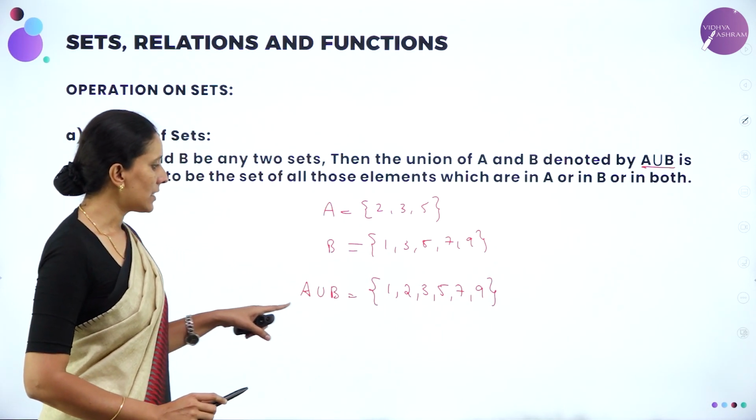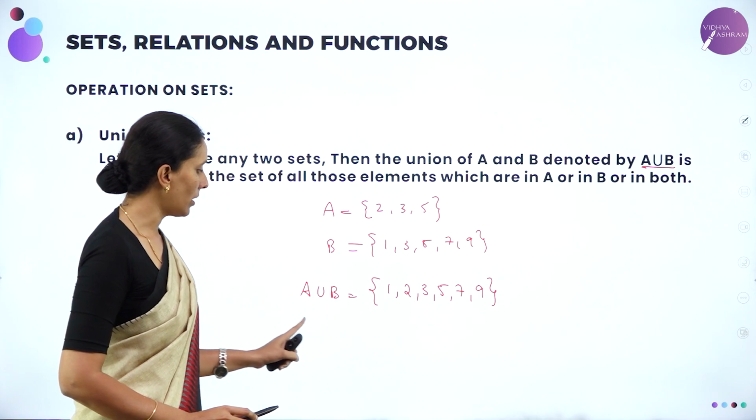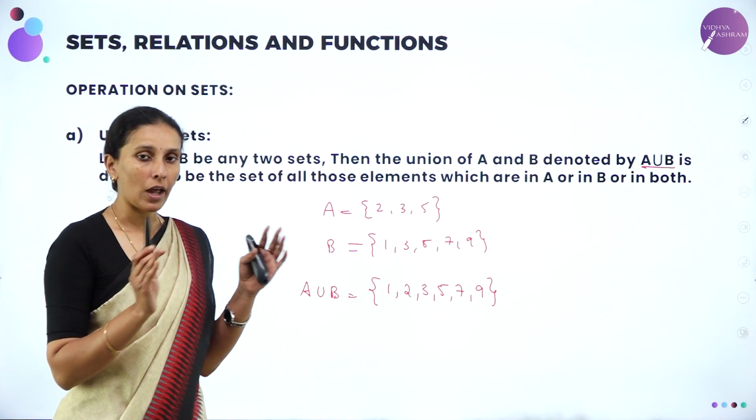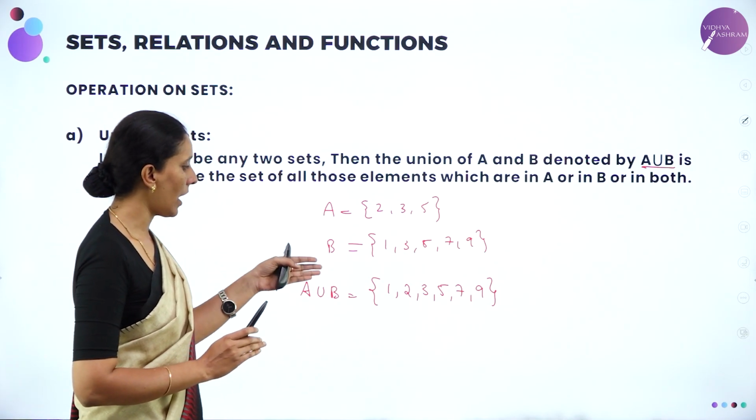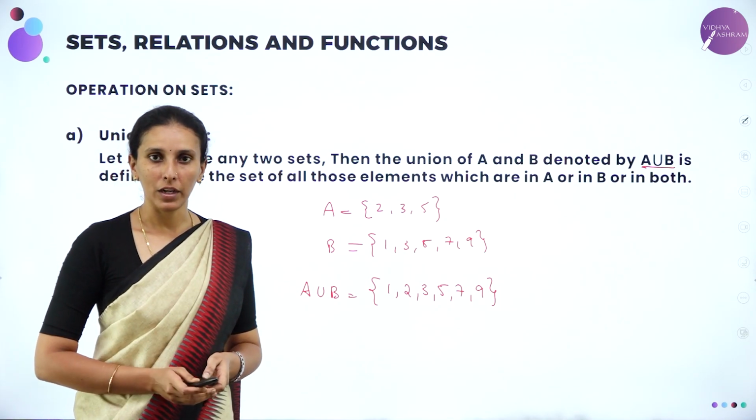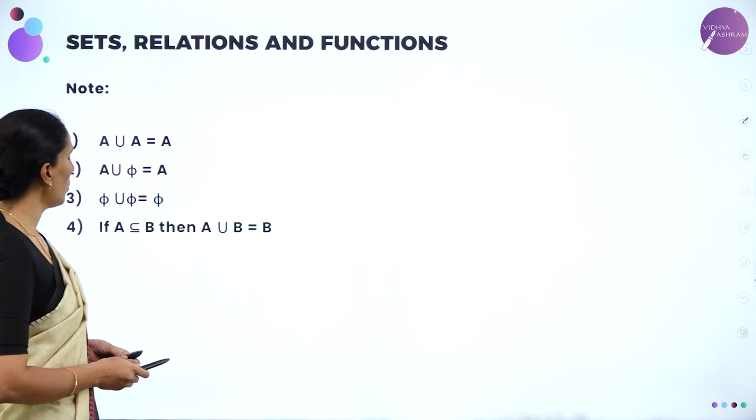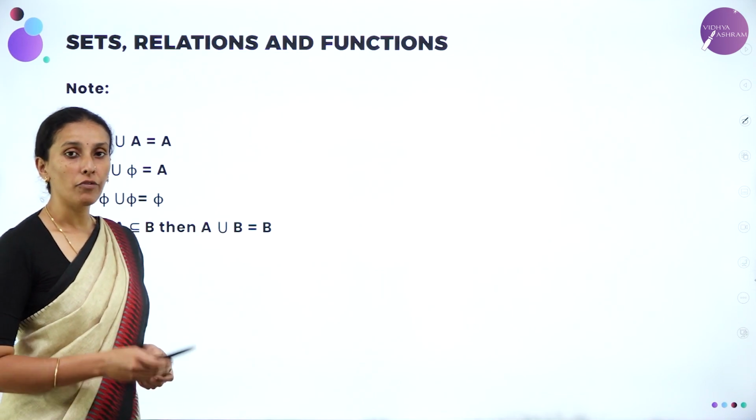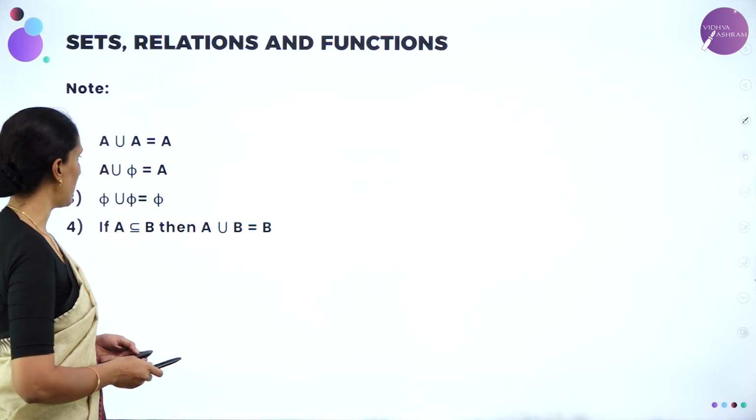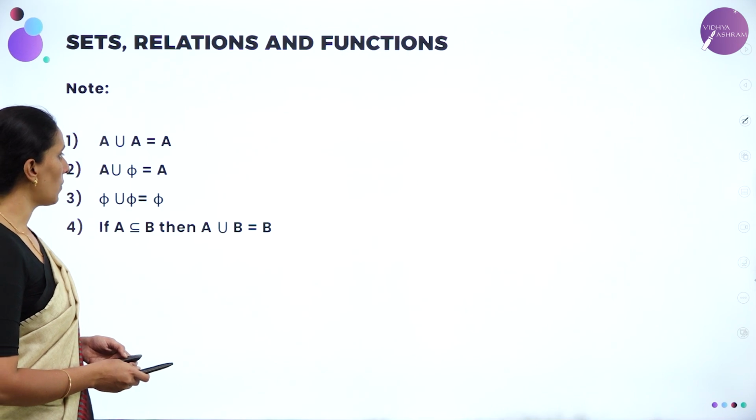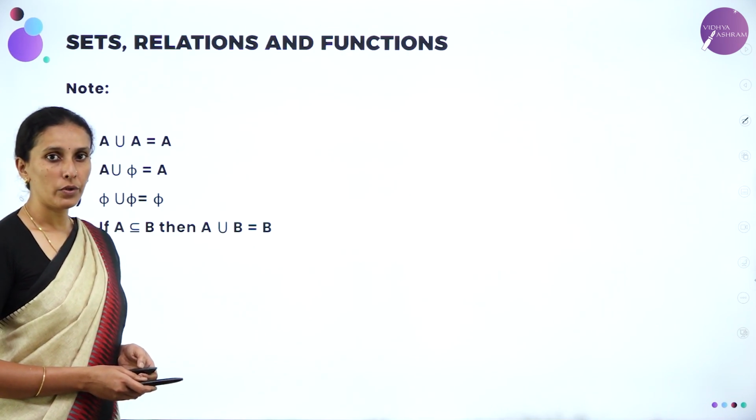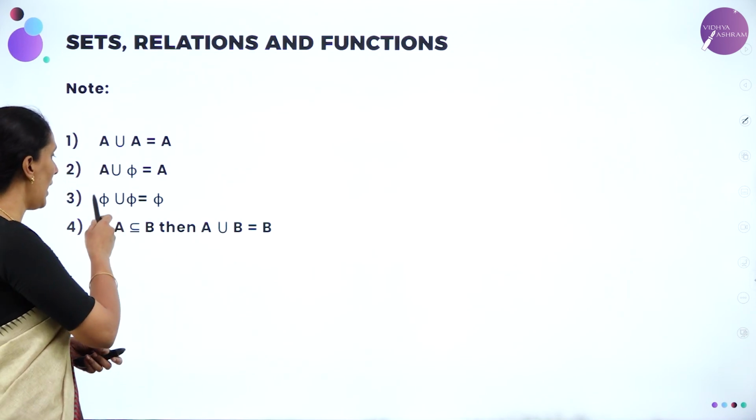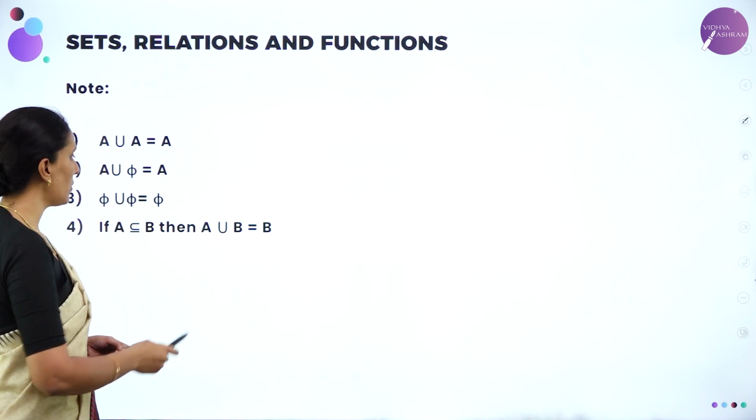So when we consider any element in the set A union B, either it belongs to set A or it belongs to set B. Therefore the collection of all elements from A and B is nothing but A union B. Next, note here, A union A is equal to A. If you take the union of the same set, then it results in the same set. A union empty set is equal to A. So when you take the union of an empty set with the set A, then it gives you the set A only. Empty union empty gives you the empty set.